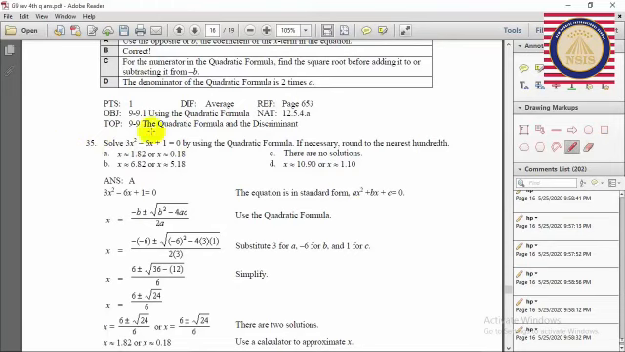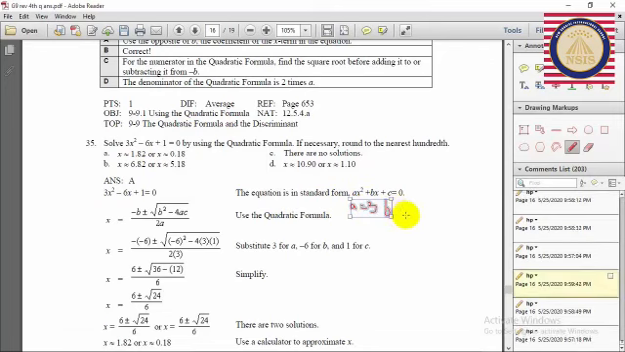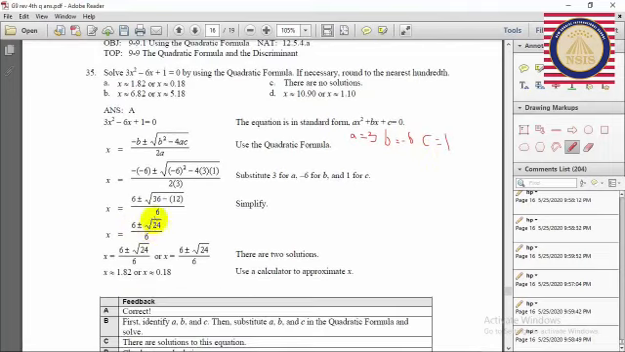What's my A? A equals 3. So here A equals 3. Let's write it. A equal 3, and B equal negative 6, and C equal 1. Substitute here, okay, so it will be what? 6 plus or minus square root 24 over 6. Make it 2 times, one with plus and the other with minus.